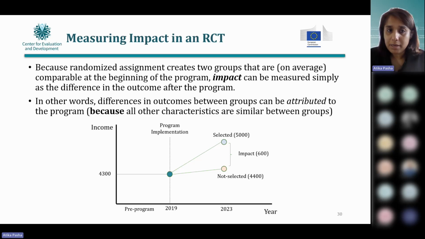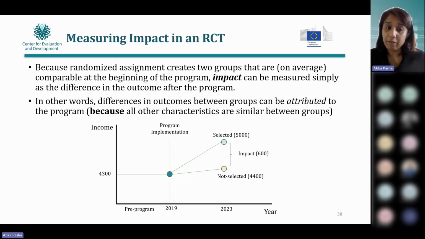Because these two groups started off similarly, through the impact evaluation, let's say the program implies that those who were selected into the program end up with about 5,000 units as their level of income in 2023. And those who were not selected also have a higher income, but not necessarily the same as the individuals who were selected into the program. And this basically is what we consider as the impact. Between those who were not selected and those who were selected, we see a difference of 600 units, basically subtracting 4,400 from 5,000.